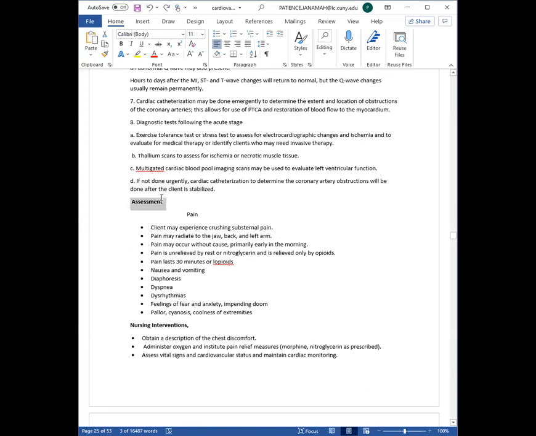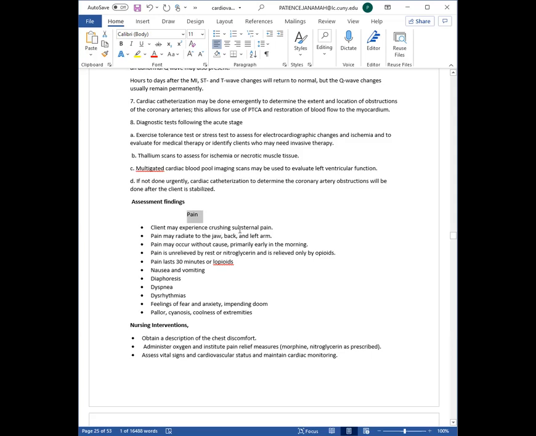Now the assessment findings, this is what you will find in the patient, or the complaint the patient will give you when you assess the patient, subjective and objective data collection. There will be pain. So you want to note that the first complaint you get is pain. Clients may experience crushing substernal chest pain, and pain may radiate to the jaw, back, and left arm. So note these 3 areas.